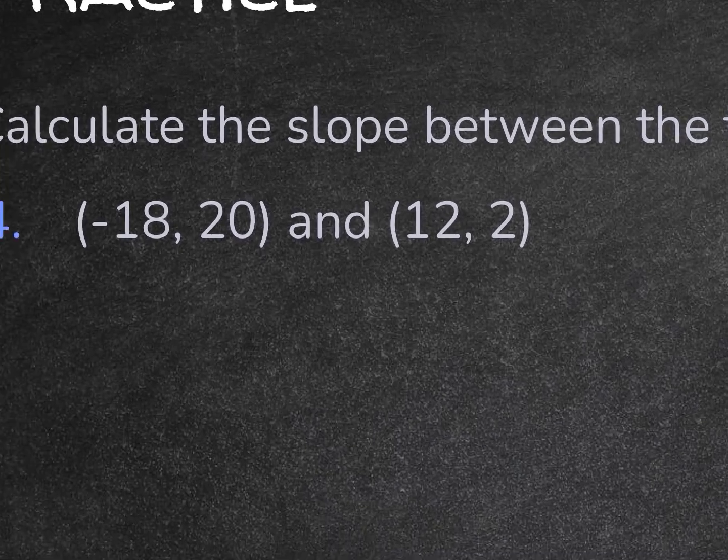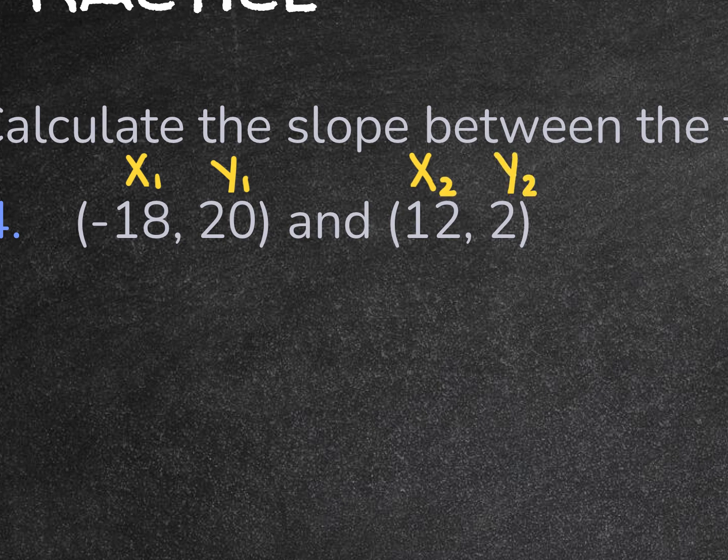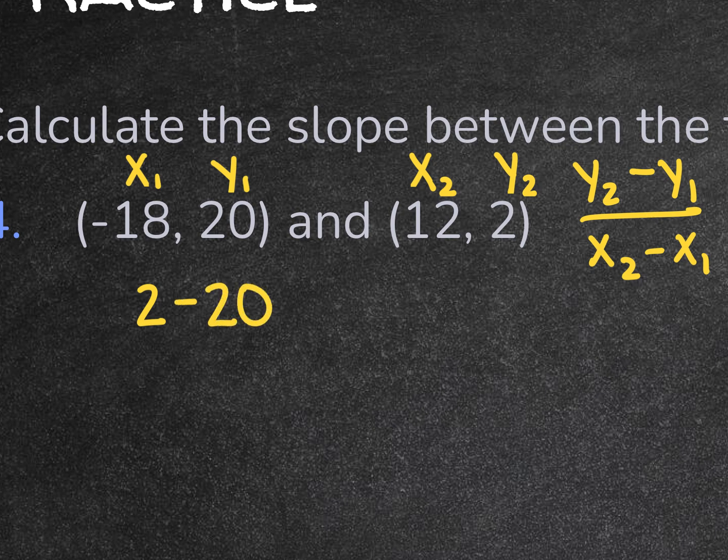All right, label your points right away. x1, y1 for my first point. x2, y2 for my second point. And then I'm going to take them and plug them in. So y2 is 2 minus y1 is 20. On the bottom, I have x2, which is 12, minus x1, which is negative 18.